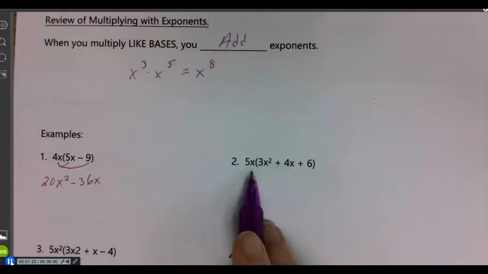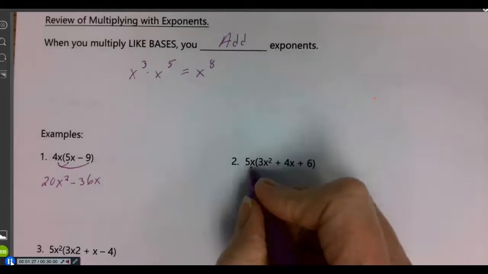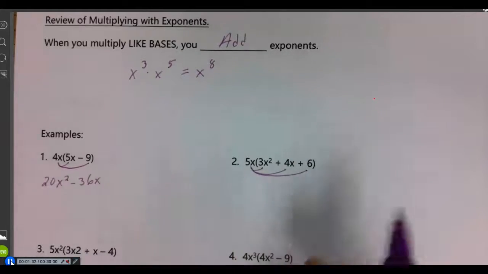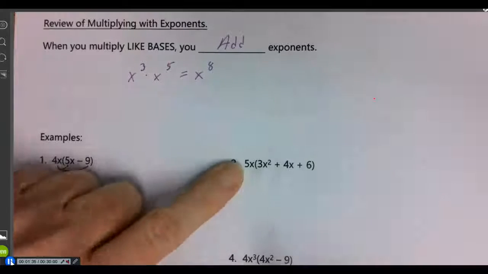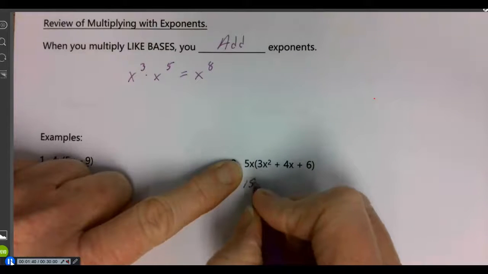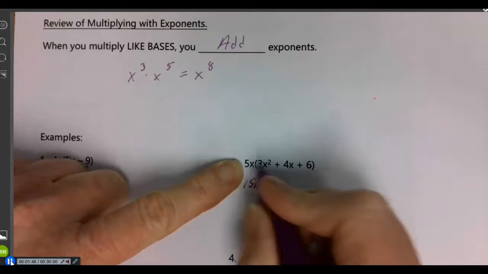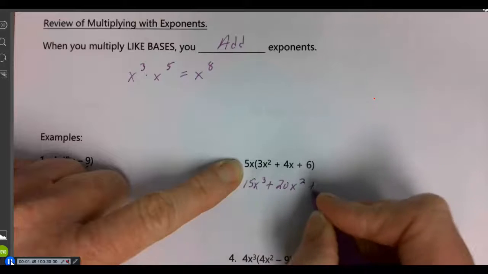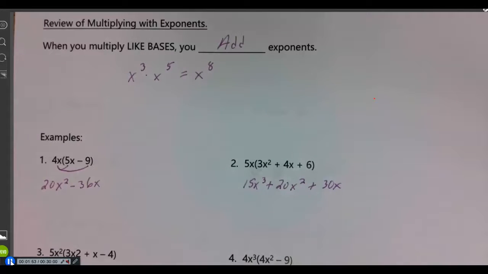Okay, here I'm going to take a monomial times a trinomial. But guess what? We still do the same thing. We're going to multiply all of this out. Now you do not have to draw these arcs. To tell you the truth, when I do these problems, I put my finger here and then I do this. 5x times 3x squared, 15x cubed. I know, really exciting. 5x times 4x, 5 times 4 is 20, x times x is x squared. 5x times 6, 30x. Okay?